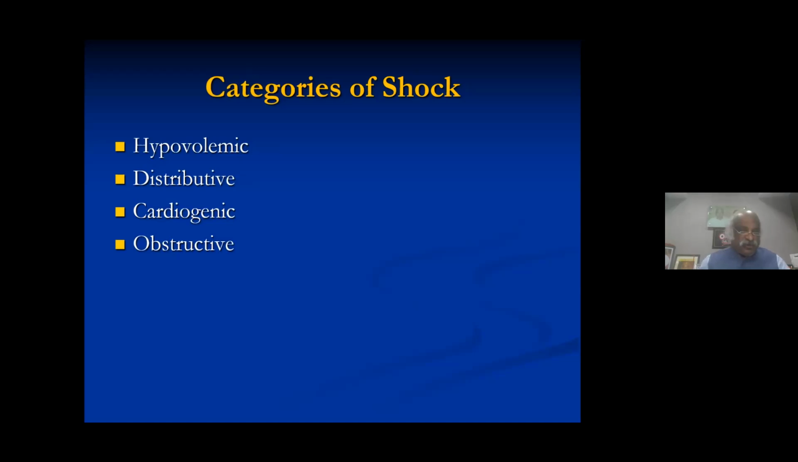Now, categories of shock. This is very important. The Society of Critical Care Medicine has become very analytical and scientific in dividing shock into 4 basic categories: hypovolemic, distributive shock, cardiogenic shock, and obstructive shock. These are the 4 main categories of shock, in which the treatment modalities, the manifestations, the diagnostic criteria, and the physiologic response are completely different.